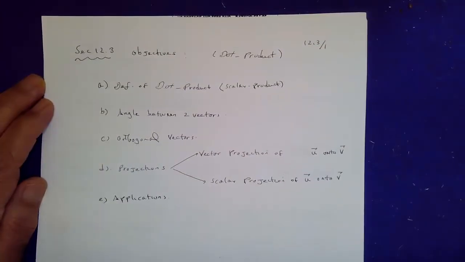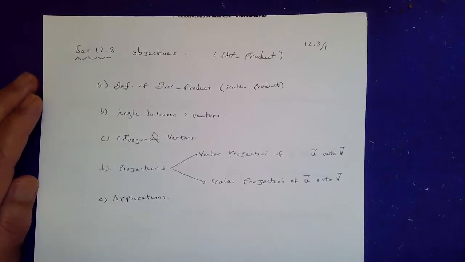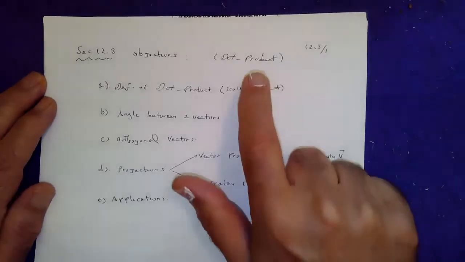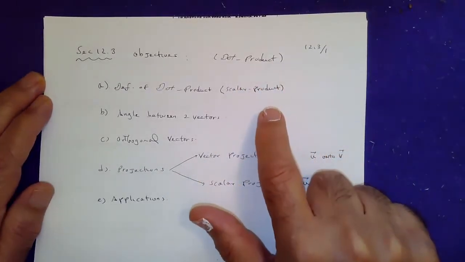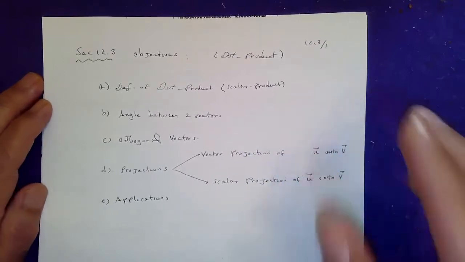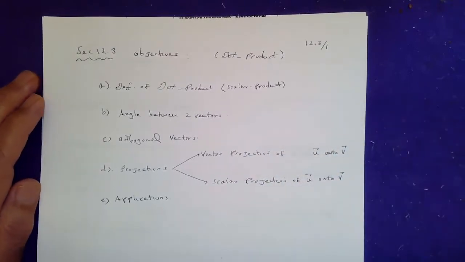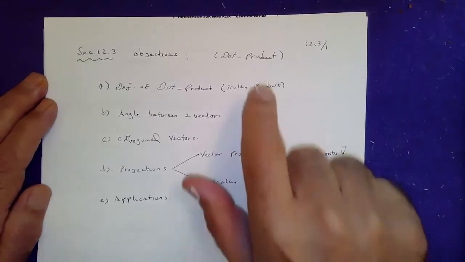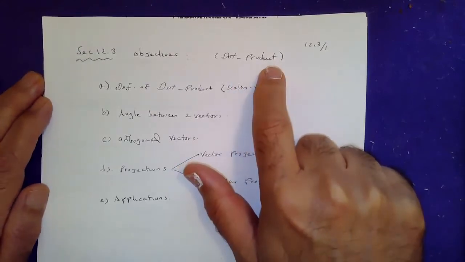Section 12.3, and this is about dot product. Turns out there are two ways to multiply vectors, one of which happens to be called the dot product, which is a scalar product. The other one is the cross product, which is a vector, and we will learn that in the next section. So first, let's talk about the dot product.